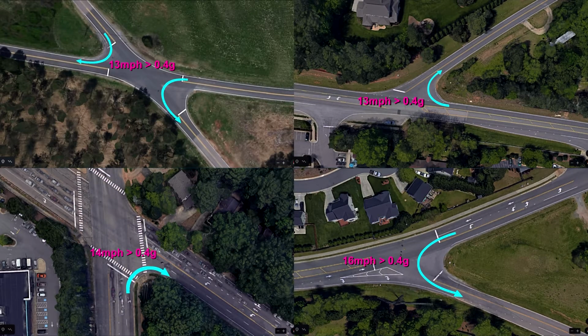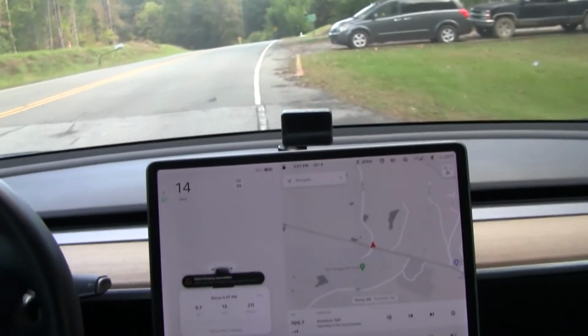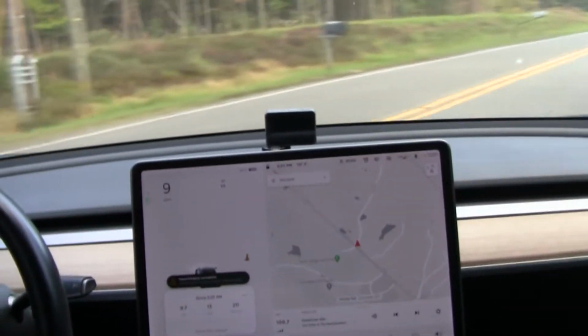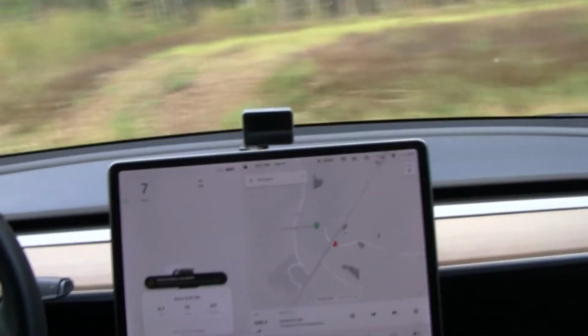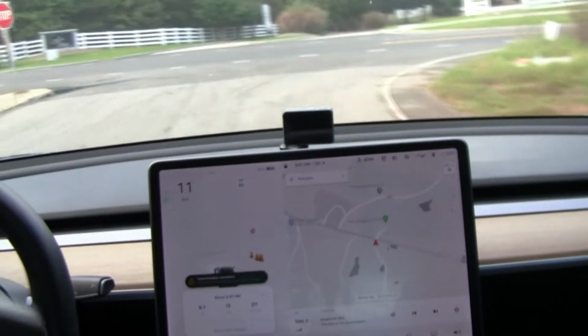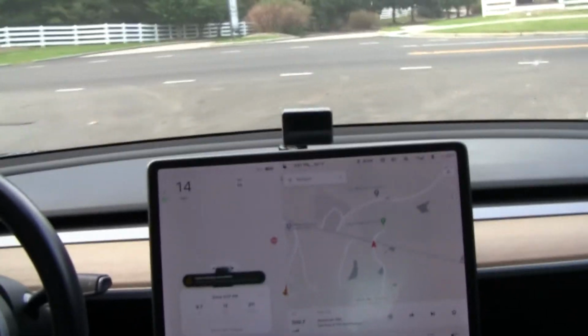Intersections where turns exceed 90 degrees can produce greater lateral acceleration too. And making a U-turn can easily exceed the 0.4 g, even at low speeds. I'm sure there are other situations too, so please leave a comment if you have any examples to share.